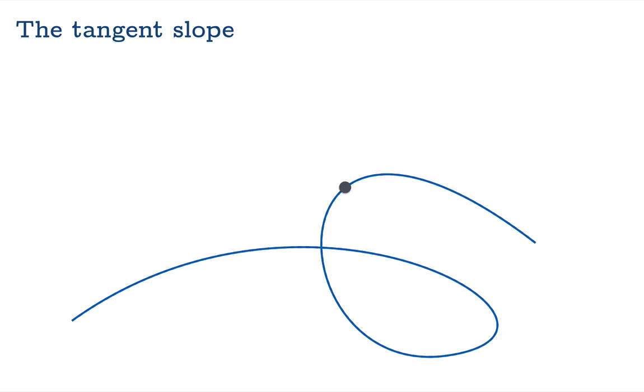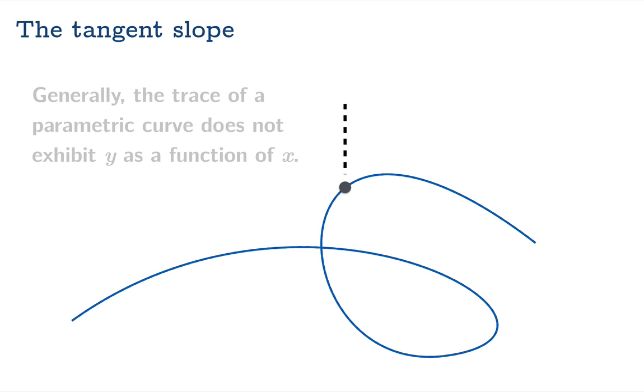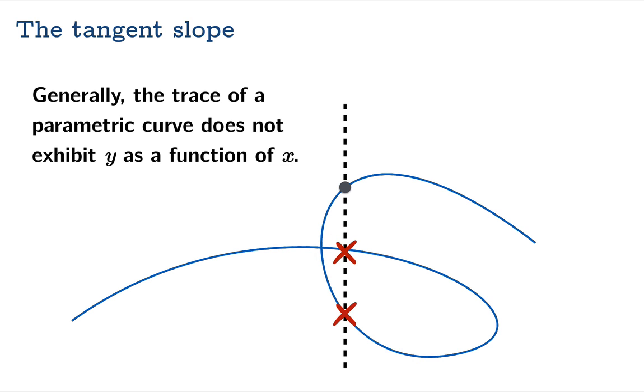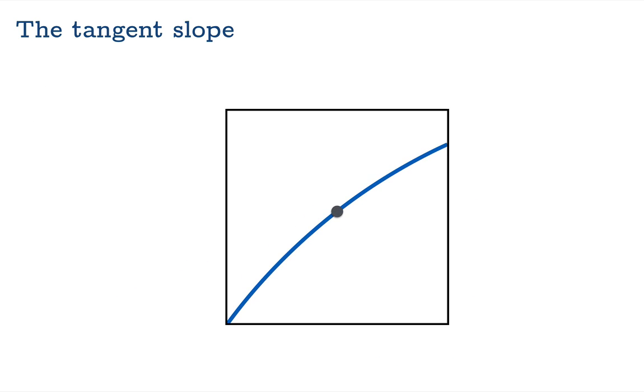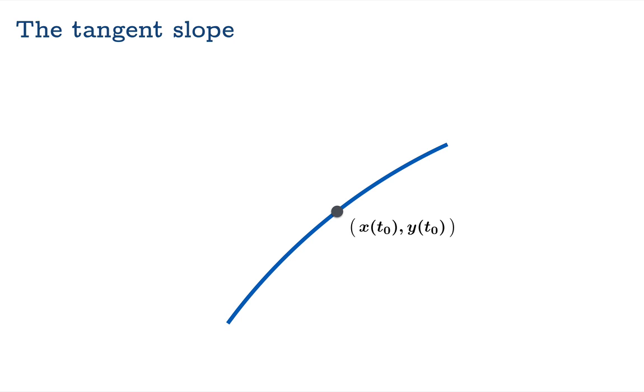Before we start to understand how to answer this question, we're just going to notice that generally the trace of a parametric curve does not exhibit y as a function of x. And that's going to be inconvenient for what we're about to do. So we'd like to zoom in on this picture to guarantee that happens. We're just going to take a little piece of curve here and blow it up, and then we're going to notice that basically this little piece of curve passes the vertical line test. It's exhibiting y as a function of x.